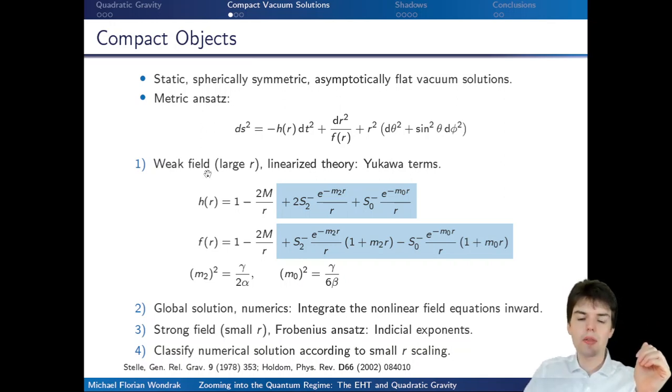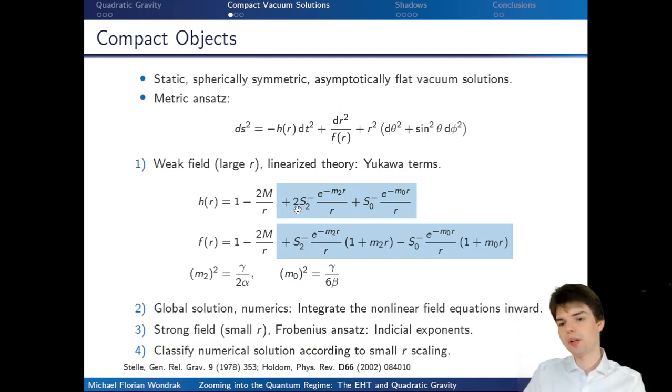For large distances, we are in the weak field regime and can linearize the theory. And what we get are Yukawa terms. That was already found by Stelle. So on top of our Schwarzschild solution, we get 2 Yukawa terms with ranges M0 and M2, and given by amplitudes S0 minus and S2 minus. These ranges are suggestively named M because these are the new particles that we introduce in our theory, a scalar and a spin 2 one, and their masses are given by the parameters beta and alpha.